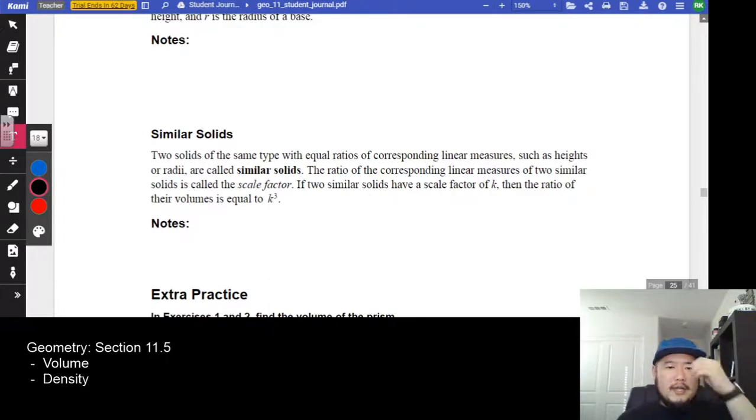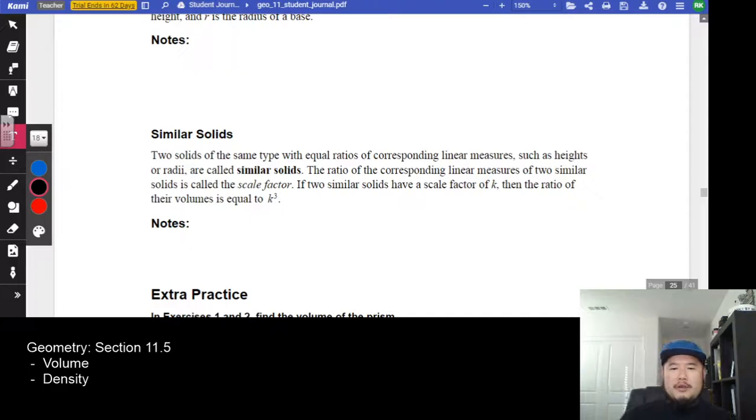And it says two solids of the same type with equal ratios of corresponding linear measures, such as heights or radii, are called similar solids. The ratio of the corresponding linear measures of two similar solids is called scale factor. We've talked about scale factor when it comes to side lengths.